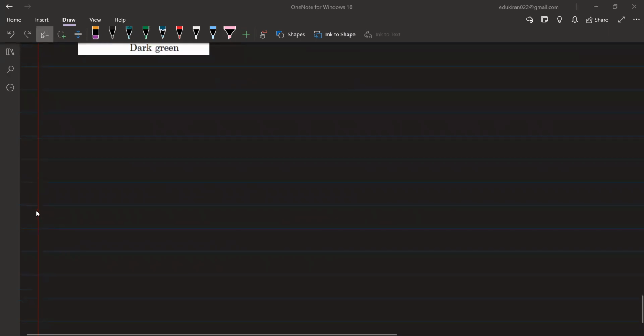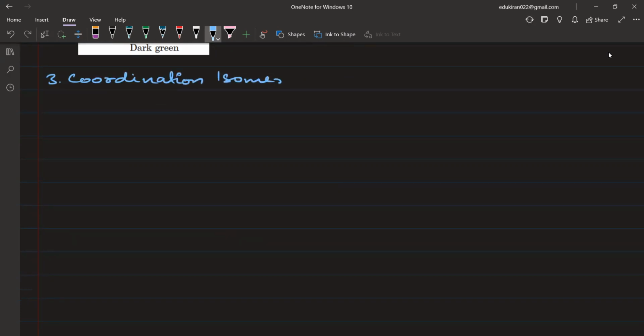Coordination isomer. इसमें एग्जांपल देख लीजिए पहले. This will be only present if the cationic and anionic both complexes are present, cationic and anionic. There is no counter ion.